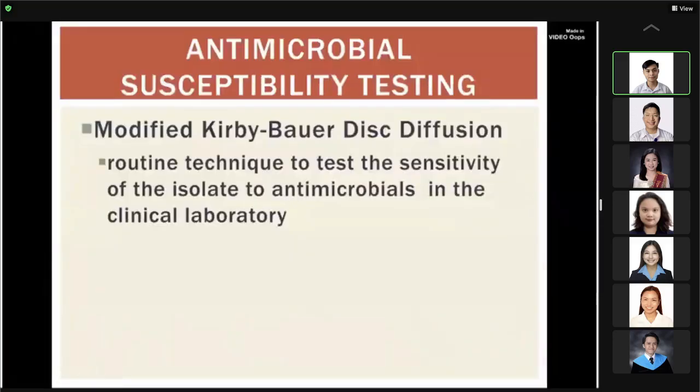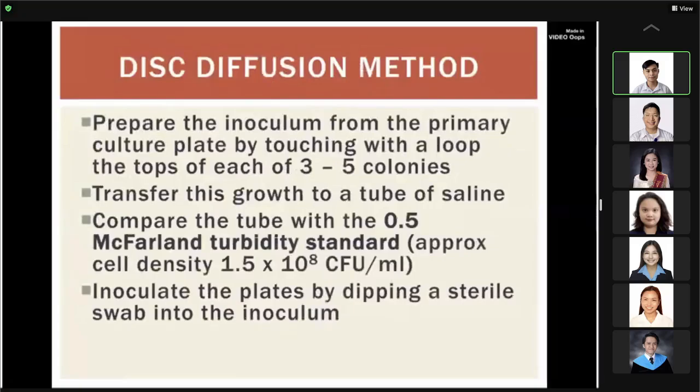Antimicrobial susceptibility testing. We usually use the modified Kirby-Bauer disk diffusion method. This is a routine technique to test the sensitivity of the isolate, the organism, to antimicrobials in the clinical laboratory. This is how we do it.